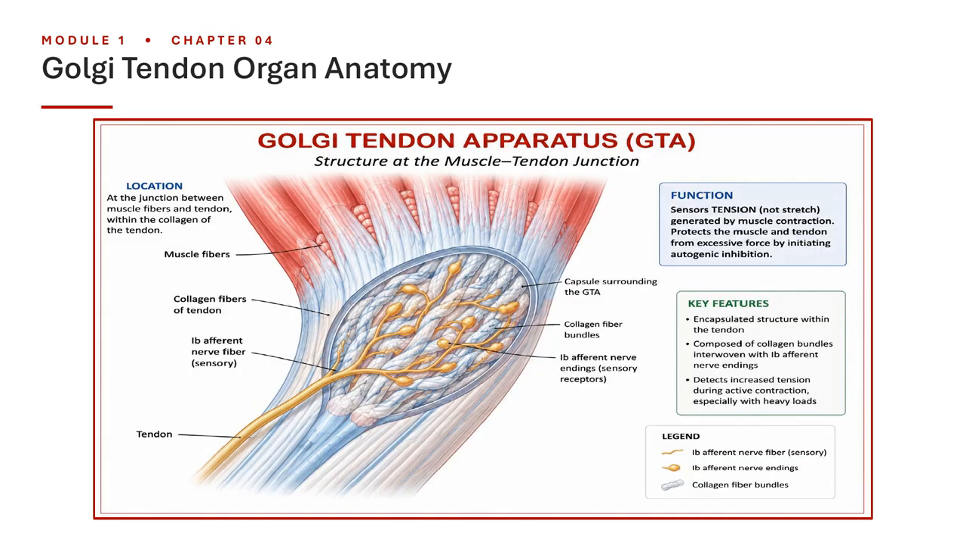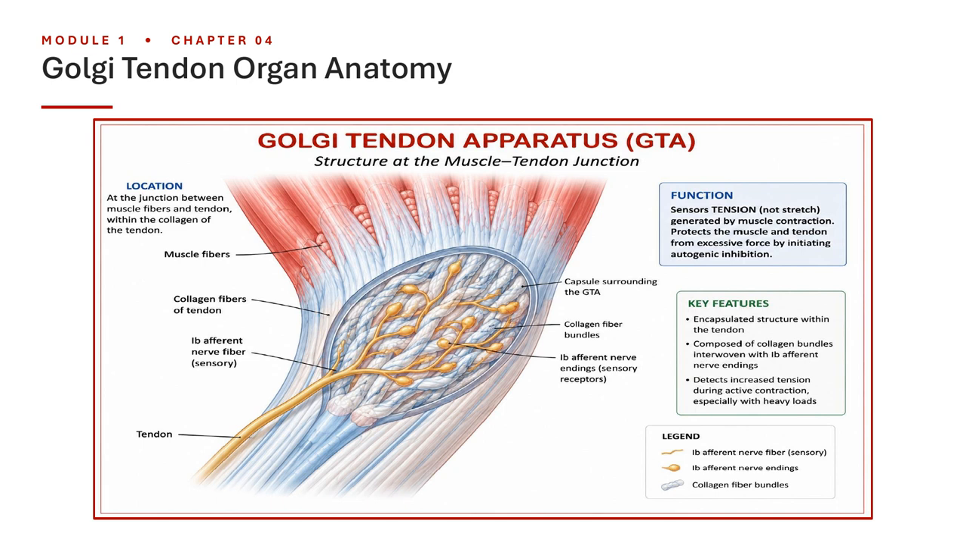Compare this to the muscle spindle, which sits within the muscle belly, running in parallel with the muscle fibers. The spindle is loaded when the muscle lengthens. The GTO is loaded when the muscle contracts. These two receptors are therefore complementary. Together, they give the nervous system both length information and tension information in real time.